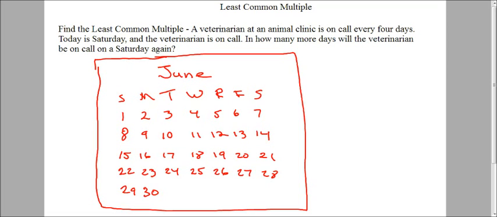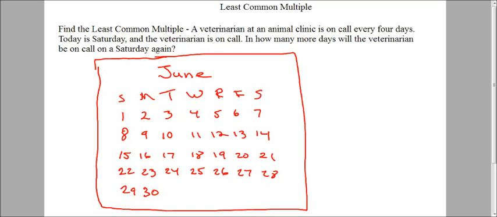Well, I'm one that believes that the best way for you to really get a good understanding is to literally go through the process. So let's do so. We have this veterinarian at an animal clinic, and he's on call every 4 days. Today is Saturday, and the veterinarian is on call. Well, in how many more days will the veterinarian be on call on Saturdays again?